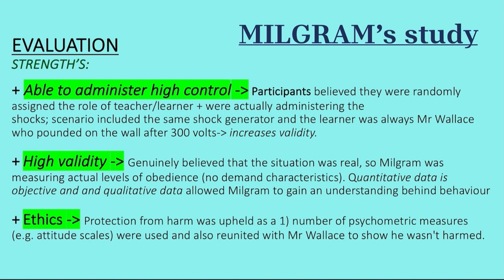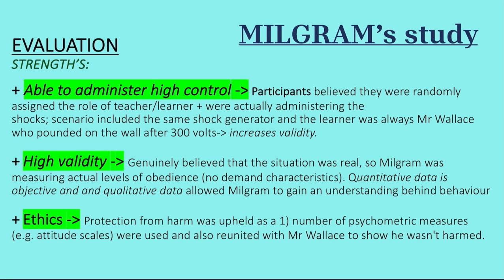The evaluation is a key point of this because you can use this in many of the sections in the exam paper. So the first strength was they were able to administer high control. So the participants truly believed they were randomly assigned the role of the teacher or the learner. And they also used the same shock generator and the learner was always Mr. Wallace. This all increases the validity of the study as it ensures that the participants truly believed that this was real and it ensured that they didn't know that this was all just a setup.